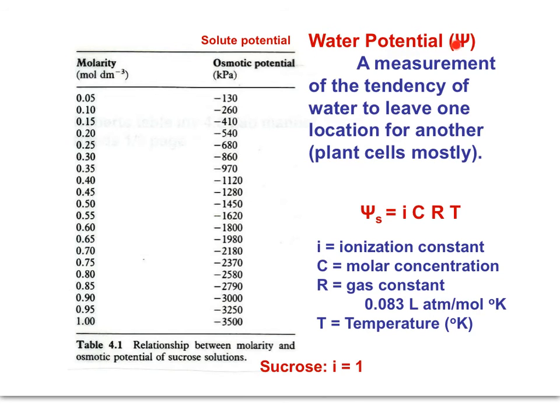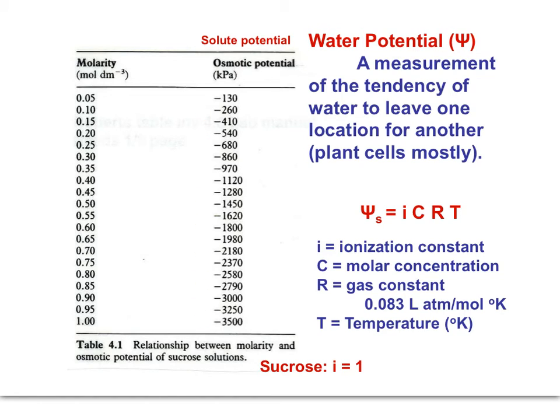Here's water potential in its definition once again. Water potential is a measurement of the tendency of water to leave one location for another. Water potential is a function of the pressure potential of the wall and the solute potential or osmotic potential of the cell cytoplasm. Osmotic potential is a complicated measurement, but let's keep it simple and note that it is dependent on the concentration of the solution. And notice here that the more concentrated the solution, the more negative the osmotic potential.